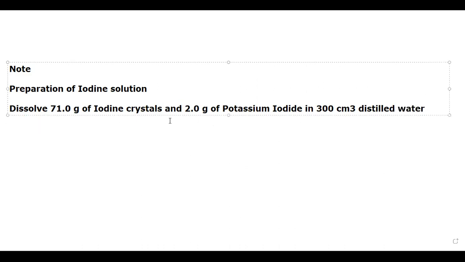Okay, expensive. So we have to do it proportionally, as I told you. 2 gram potassium iodide and dissolve them in how many cubic centimeters? 300 cubic centimeters. And now if you are going to 30 cubic centimeters, each one will be divided by 10. 0.2 gram potassium iodide, 7.1 gram iodine crystal, like that. Clear? Clear, sir.